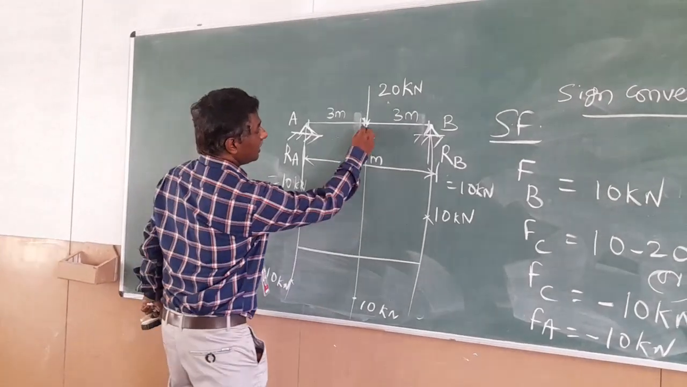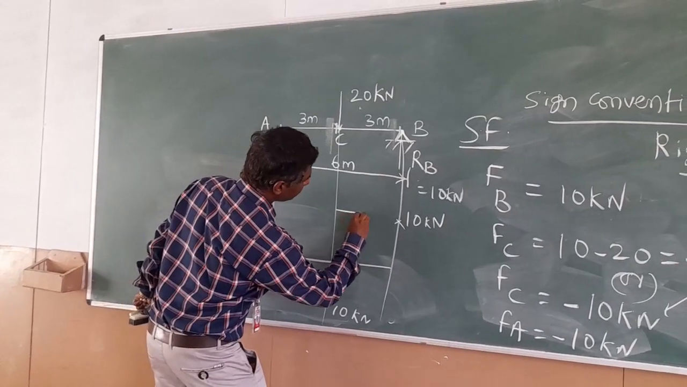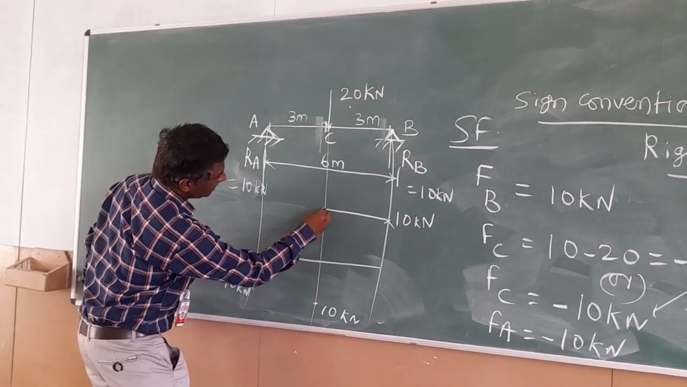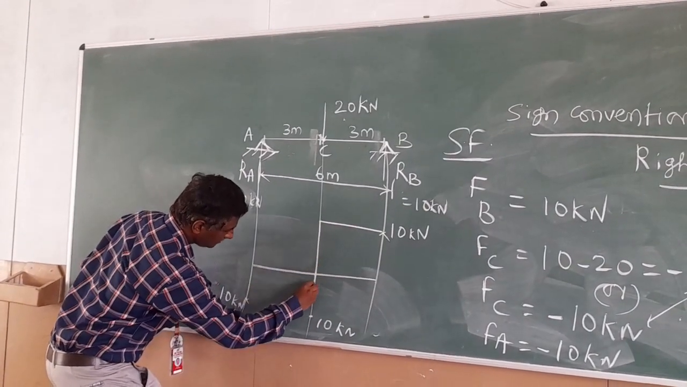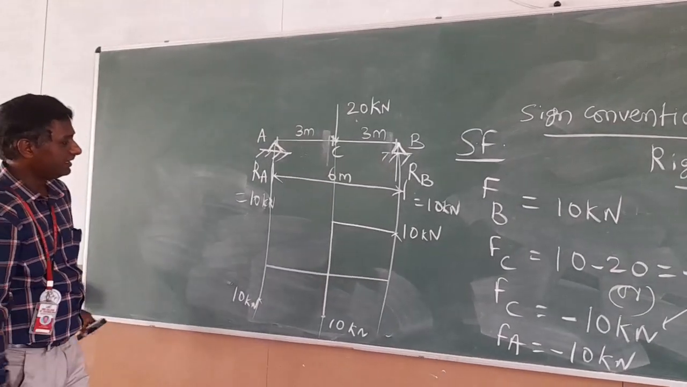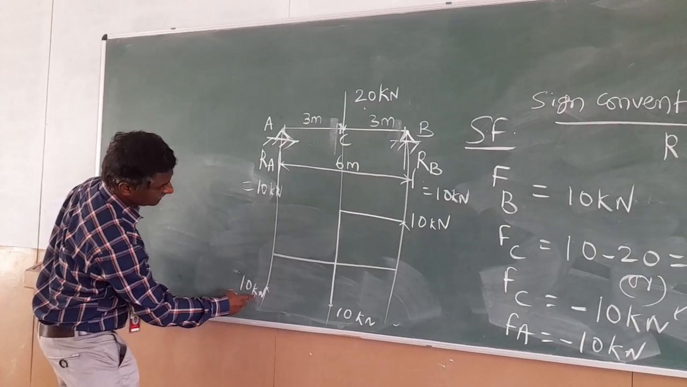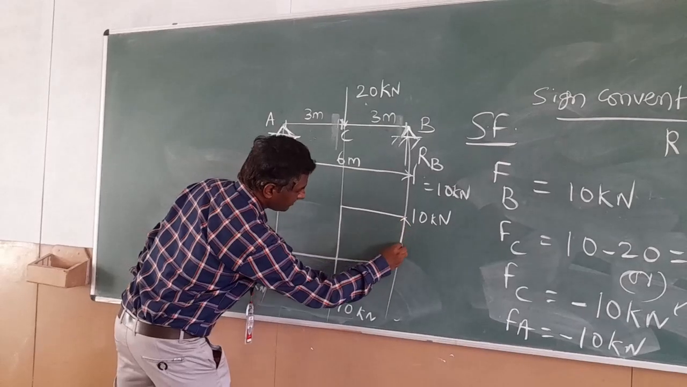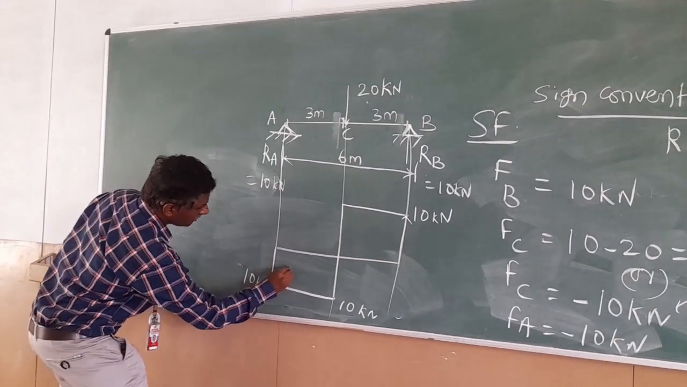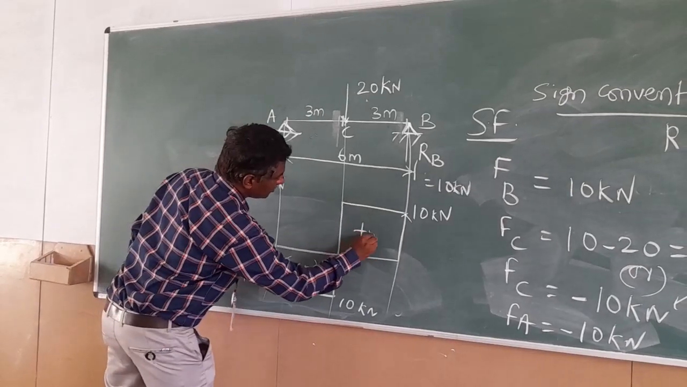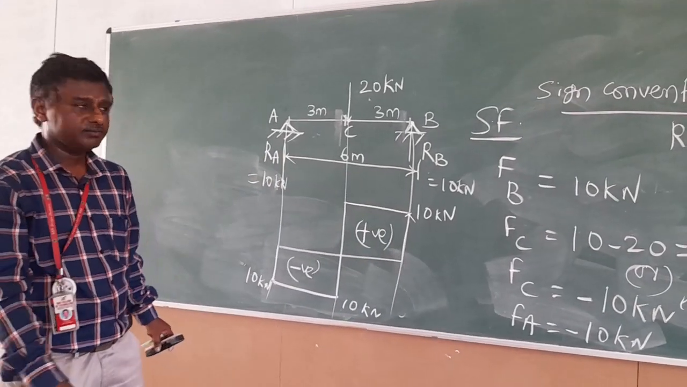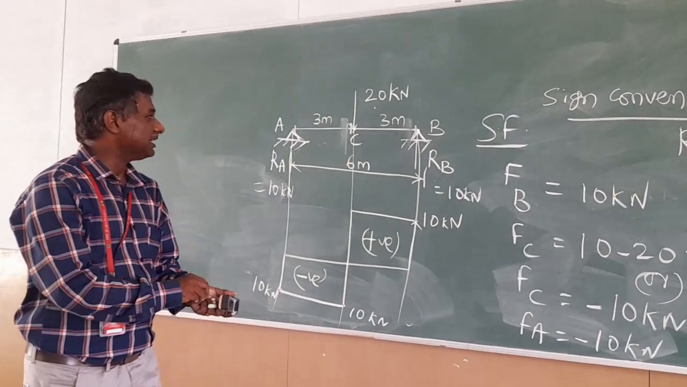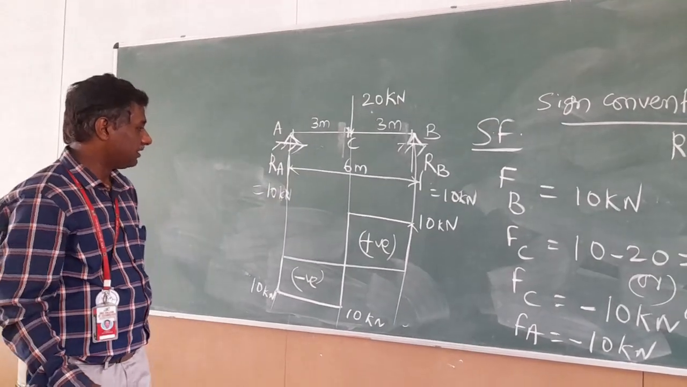Okay, now at point B, draw a horizontal line, and at point C the value changes from 10 to minus 10, so a vertical line. Next, at point A it is also minus 10, so both will have the same value, a horizontal line. Then just join with the 0 line. This is the negative value, this is the positive. So this is the shear force diagram for the given problem. Only a single point load is given, and the shear force diagram has been drawn.